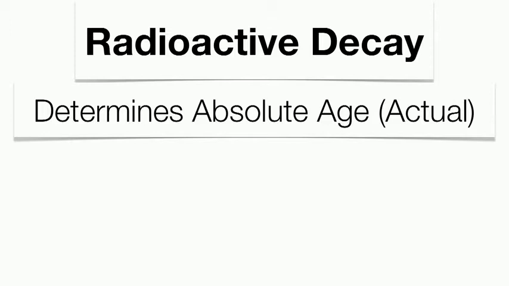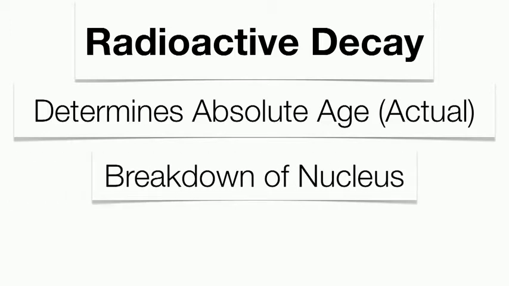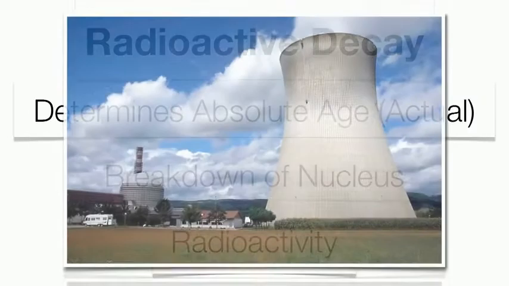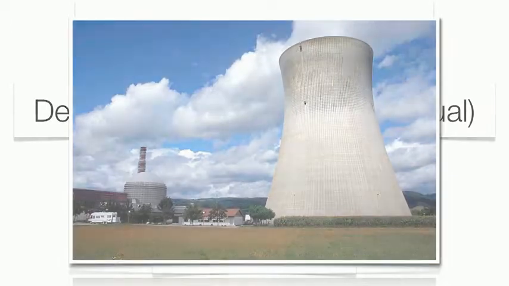This is a method that actually gives you the actual age itself, and it has to do with the breakdown of the nucleus. Whenever the nucleus of an atom starts to break down, we say that it becomes radioactive. It starts giving off charged particles. We can measure the charged particles and figure out exactly how old that rock sample or fossil might be. We are familiar with radioactivity because we can harness its energy as a fuel source in power plants.